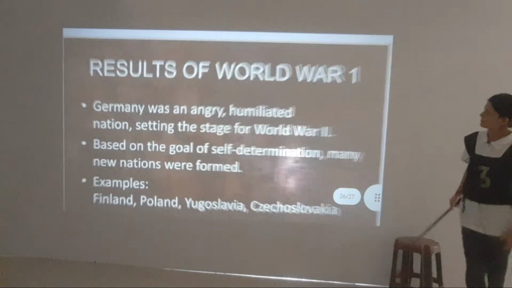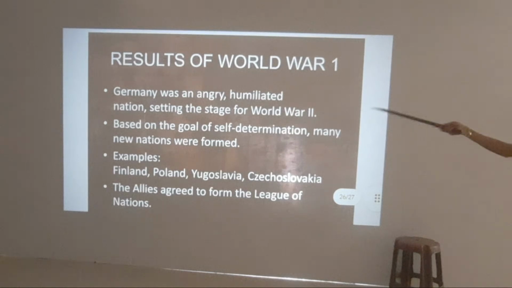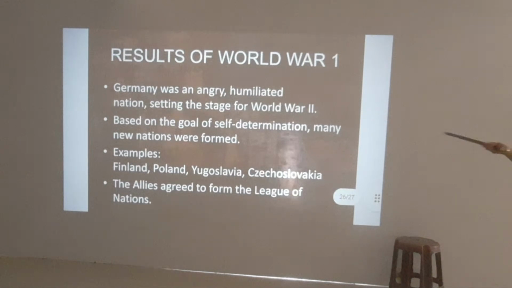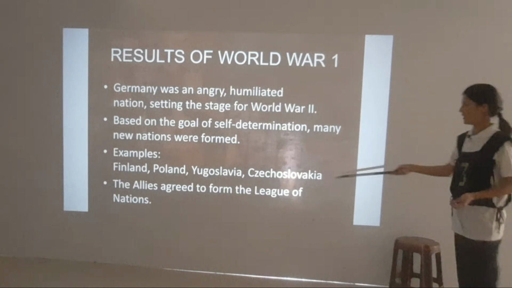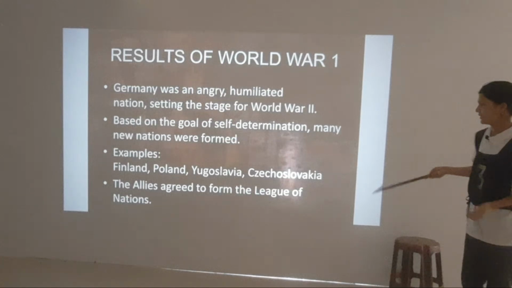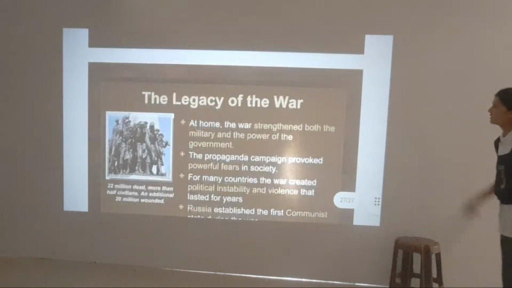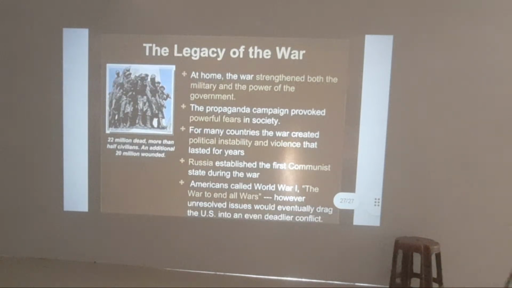So what was the result of World War I? Germany was an angry, humiliated nation, setting the stage for World War II. Based on the goal of self-determination, many new nations were formed. For example: Finland, Poland, Yugoslavia, and Czechoslovakia. And the Allies agreed to form the League of Nations. It was in 1920, so everything was wrapped up by then. The legacy of the war. What happens in the legacy of war?